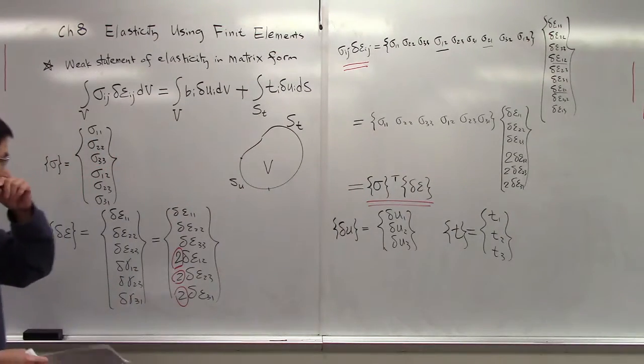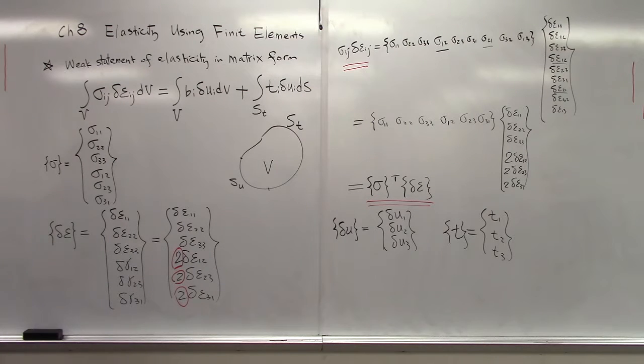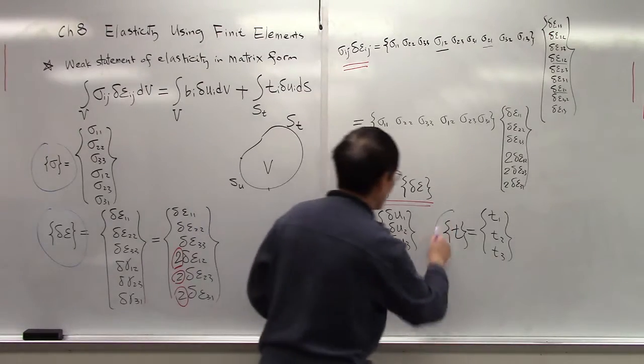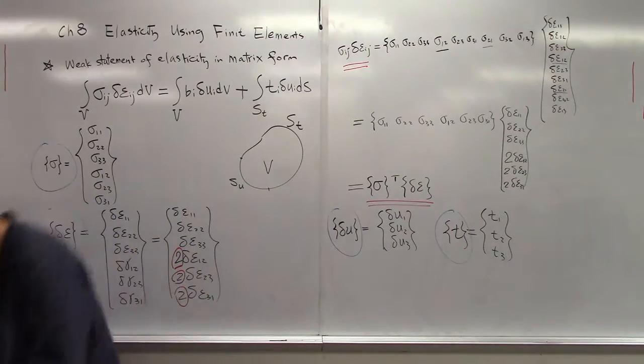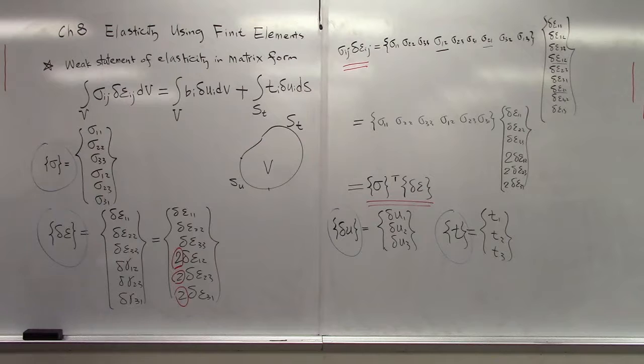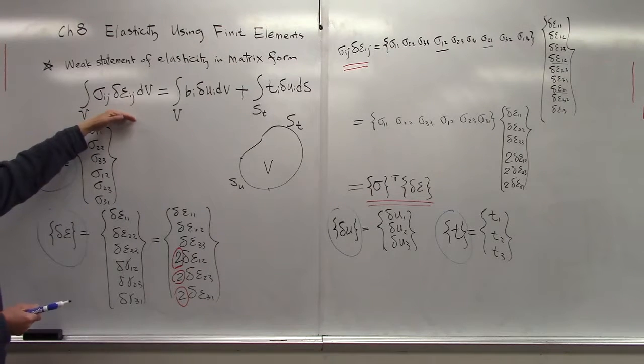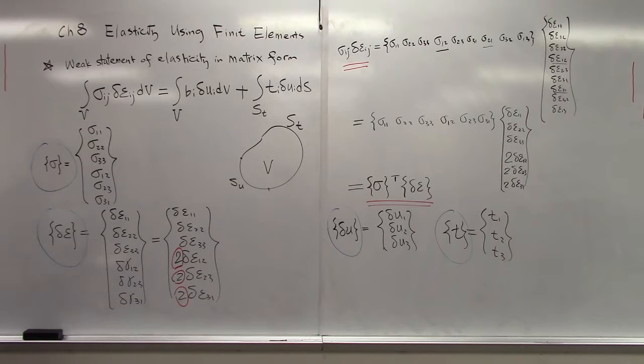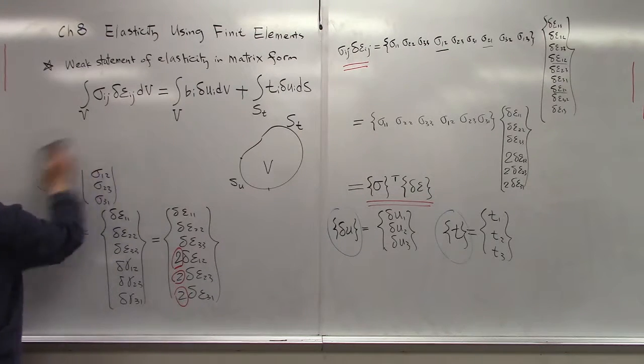Okay? All right. Now with all this notation, let me circle it here. This, and this, and that. We can now rewrite this equation in matrix form. Okay? Let's do that. So let me erase this.